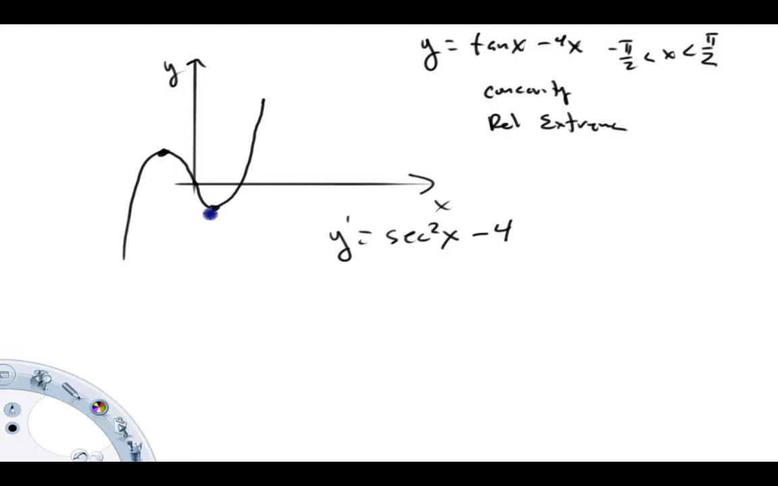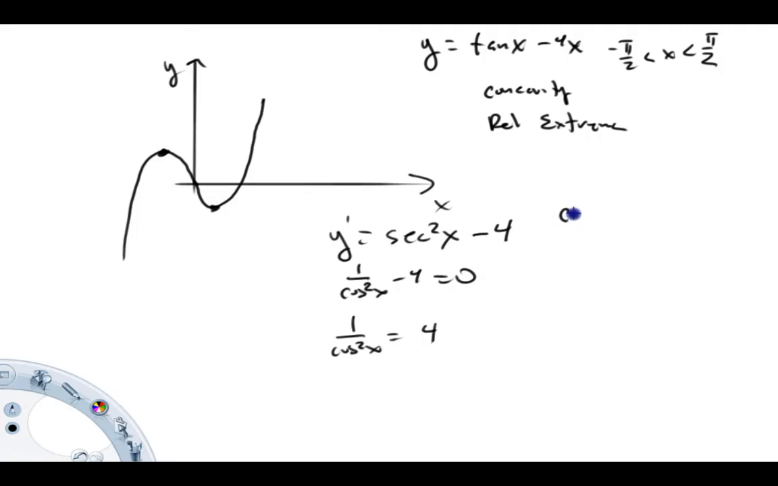Now, to find the relative extreme values, we need to know where that thing is 0. And I'm going to go ahead and rewrite it. 1 over cosine squared x minus 4 equals 0, because secant is 1 over cosine. And then we're going to add the 4. So 1 over cosine squared x equals 4.